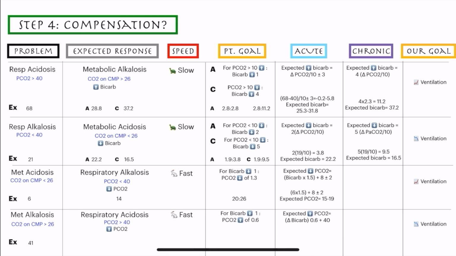Here's a sample. We have a 41 bicarb level on our CMP. This is the factor here for every increase of bicarb over 1. So we have 41 minus 26 gives us 15. Times 0.6 is 9. So you anticipate that your PCO2 should go up by 9 from 40, so you get 49.